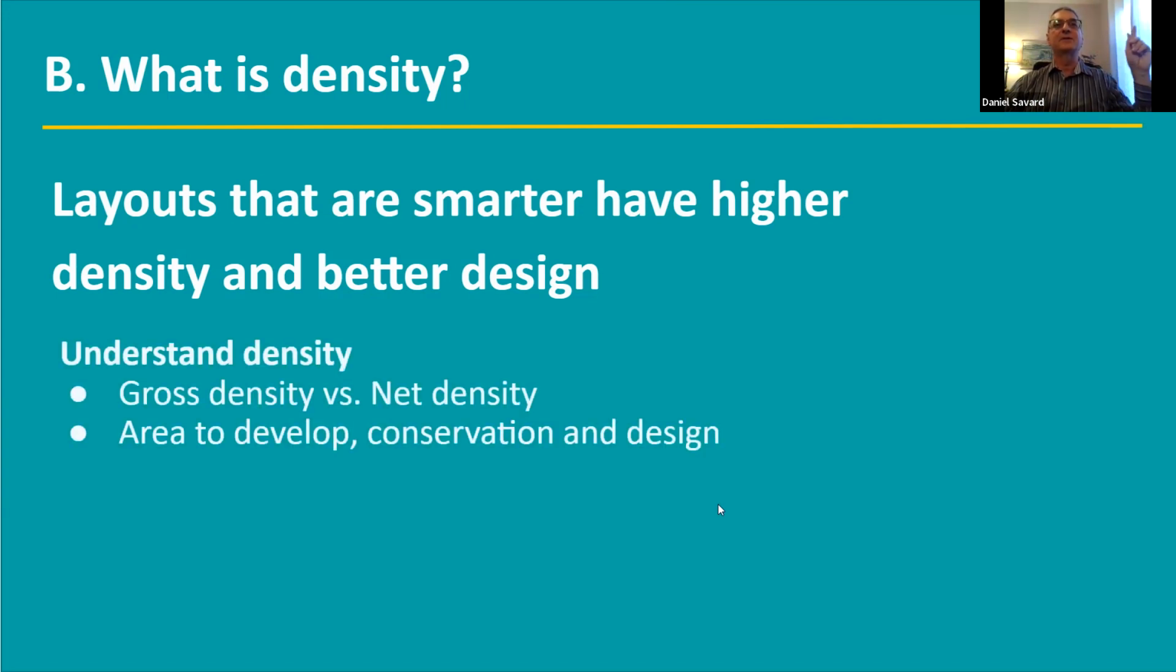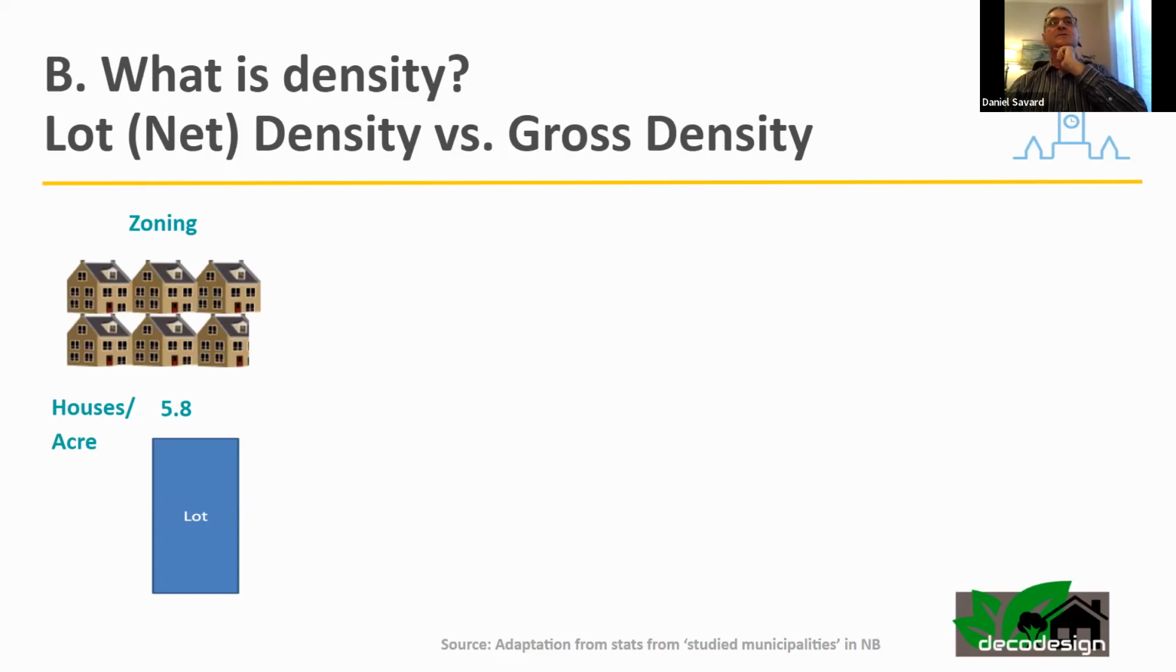We're going to talk about the difference between a gross density versus a net density. We're going to talk about area to develop, conservation, and design, how it fits all together. And here we're going to start with what is density. What we have very often in zoning is the lot density, and we call it the net density. And there's a big difference between net density versus gross density.